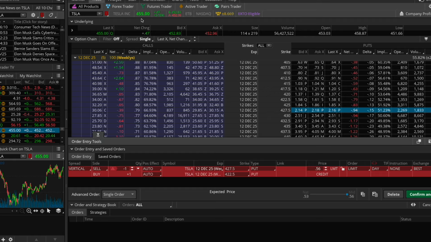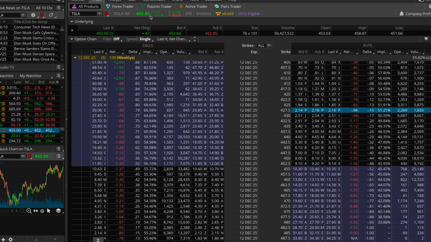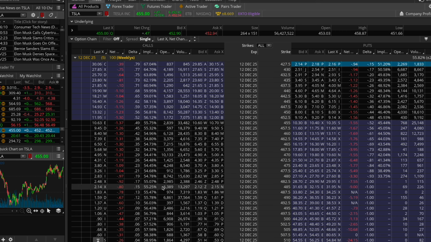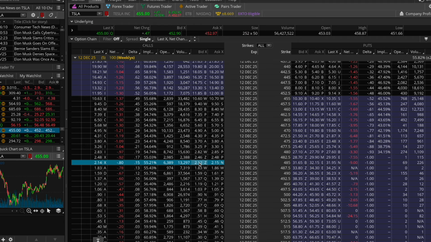Now you can also do call credit spreads. So this was an example of a put credit spread, but you can also sell a call credit spread. And let me walk through that with you as well. So Tesla, as I mentioned, is $455 per share, and our call option chain is on the left-hand side here. So I'm going to go to a 15 delta as an example, and I'm going to right click on this contract here, this $485 contract.